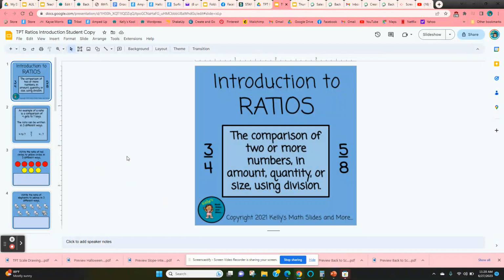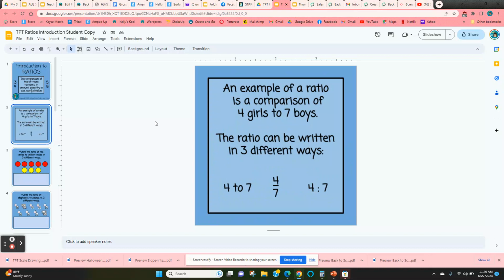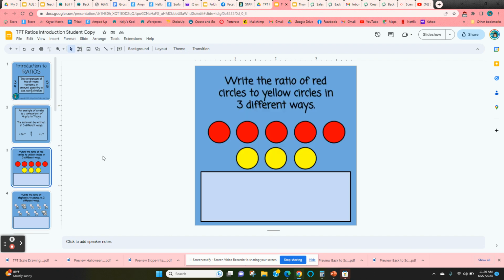An introduction to ratios. This is a digital lesson. It starts out with a definition of what a ratio is and then an example. There are three different ways you can write a ratio: with the word to, as a fraction, and with a colon. So the first slide students are going to work on is slide 3.